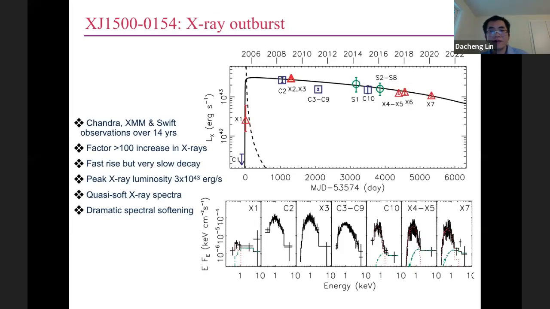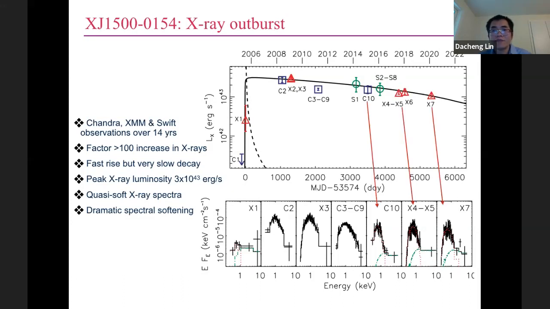This is the luminosity curve and the X-ray spectrum at different epochs. You can see a very fast rise and very slow decay in X-ray luminosity. The dashed line here represents how fast other TDEs decay, and you can see that our event lasts much longer than other TDEs. Our event is also very luminous at peak, near the Eddington limit for a massive black hole.